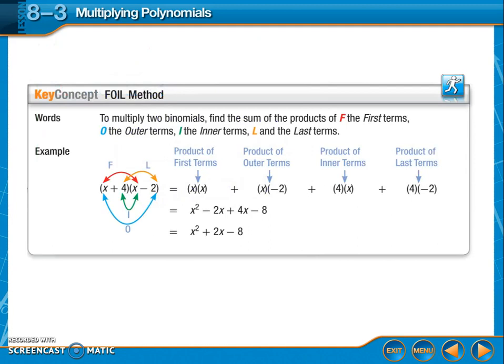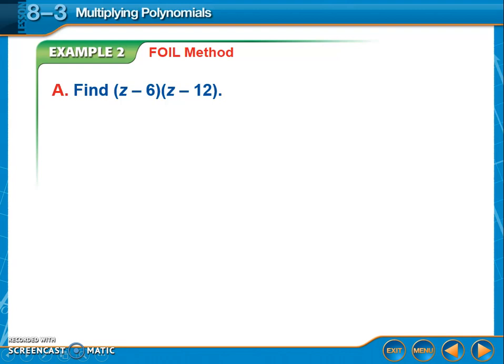Okay, there's another method we could use to do this, and that's called the FOIL method. So what the FOIL method does is it multiplies the first terms in each set of parentheses. So looking at that, that's the red arrow, so x and x. And then the outer terms, so those are the outside of each of those things. So that's x and negative 2. Then the inside, so 4 and x. And then the last terms in each of the sets of parentheses, which is 4 and negative 2. And so when you do that, you multiply it out, you combine like terms, and you get down to the final answer. So let's try doing one of these with the FOIL method.